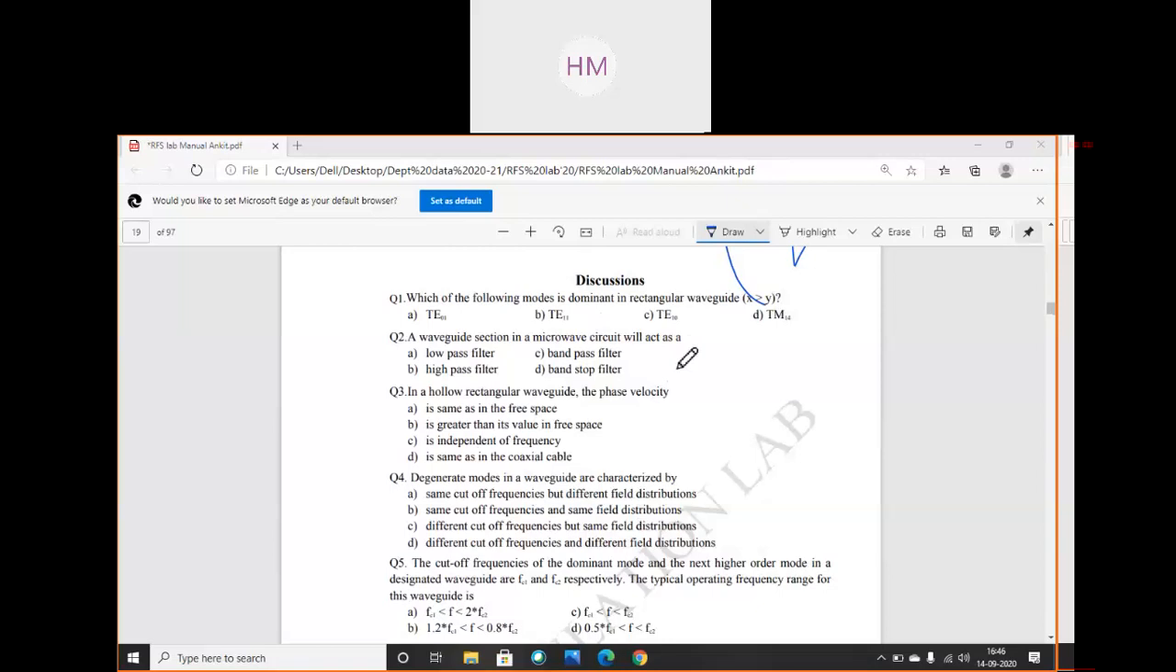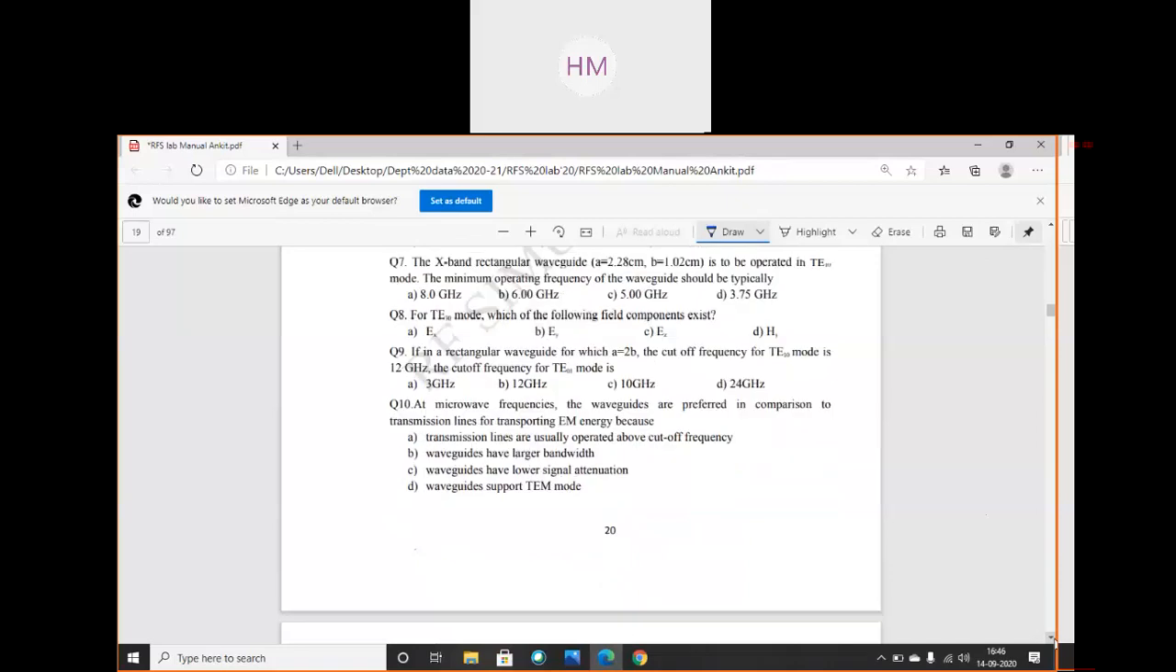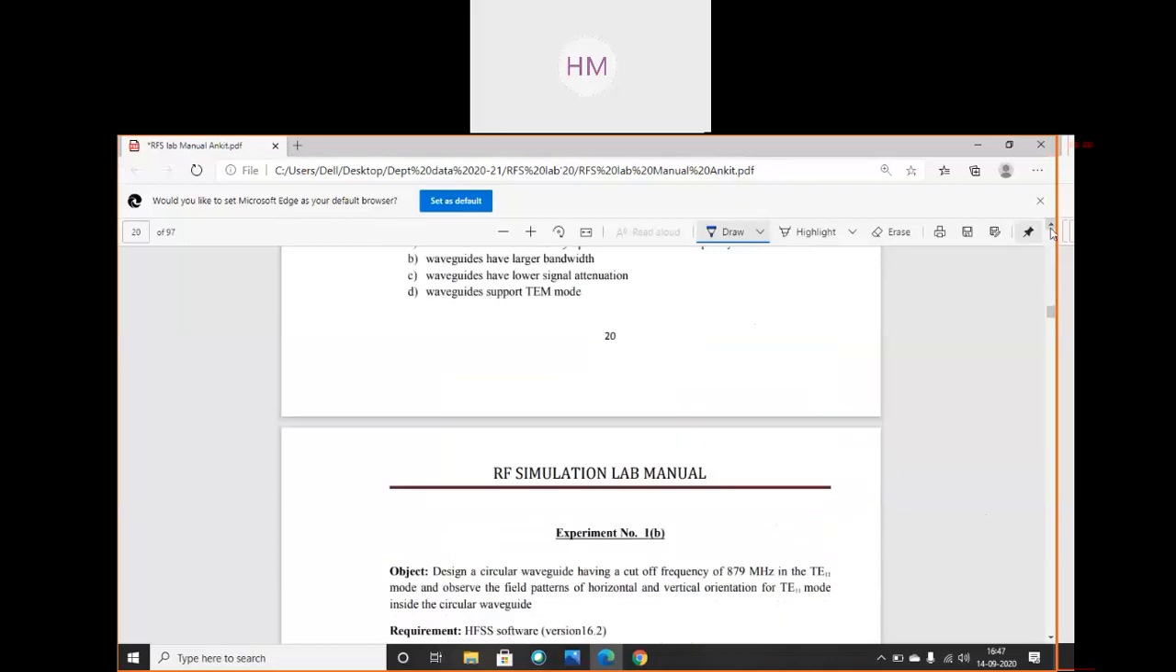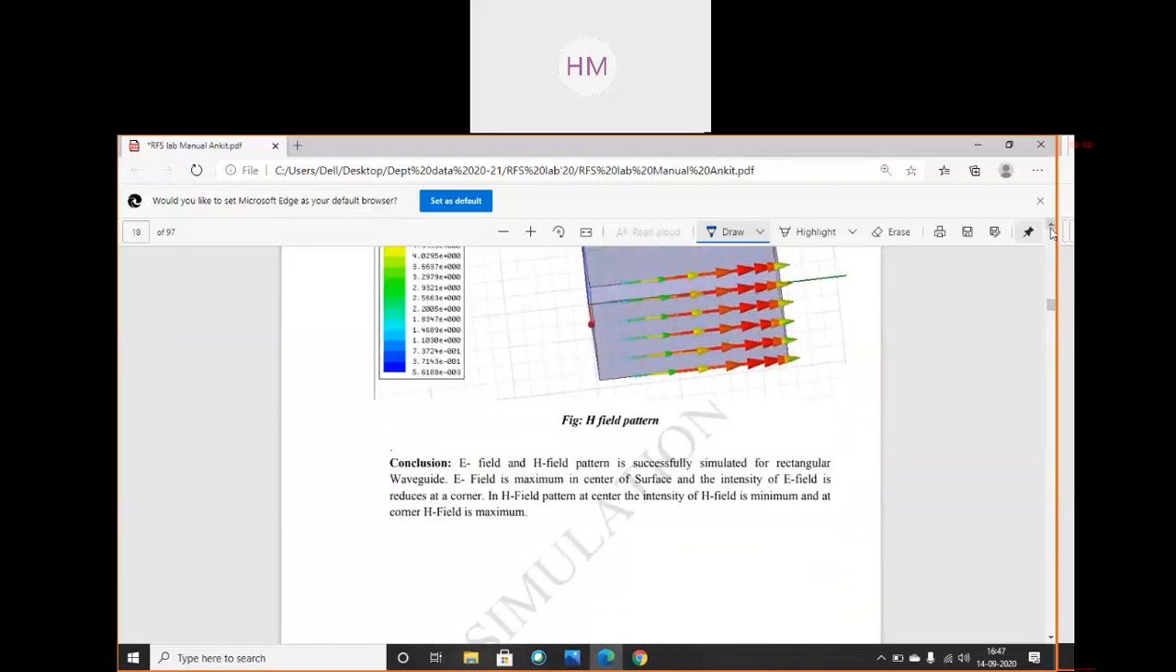Then only you can easily perform experiments in this lab because there is no theory subject for this lab right now in this session. What are degenerate modes? How are they characterized? Few questions. You can simplify these questions. I will share the manual with you. So if you have any doubt in theoretical concept, you can ask me.